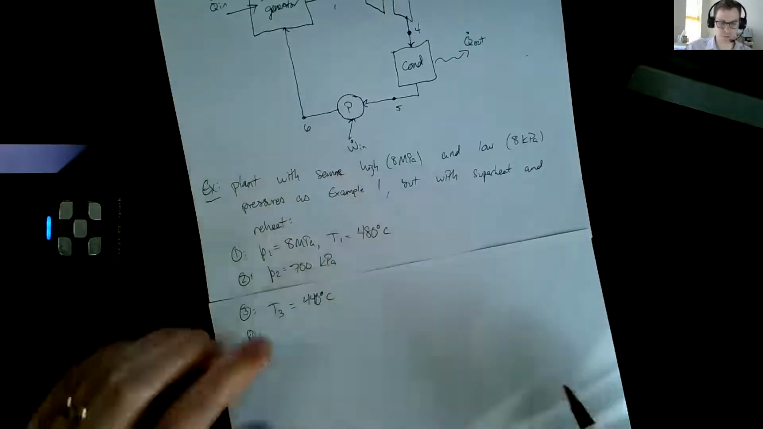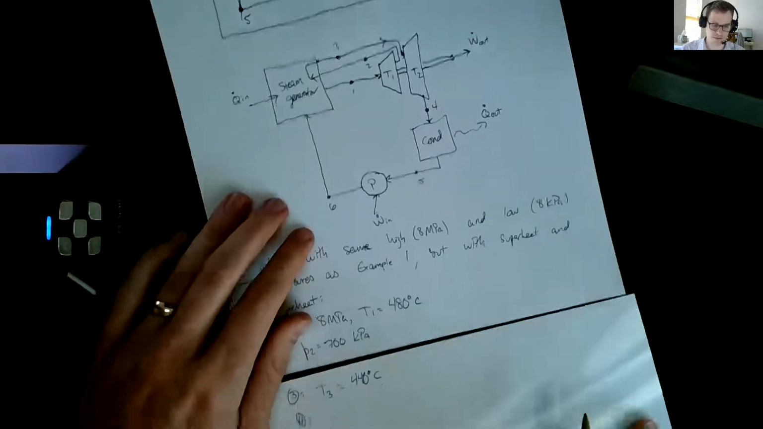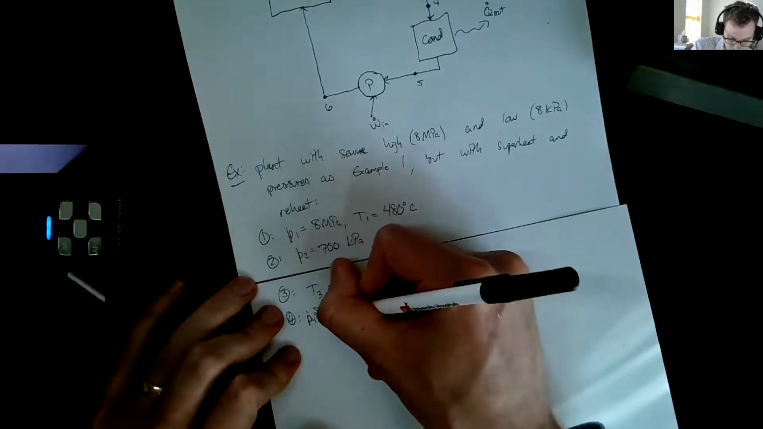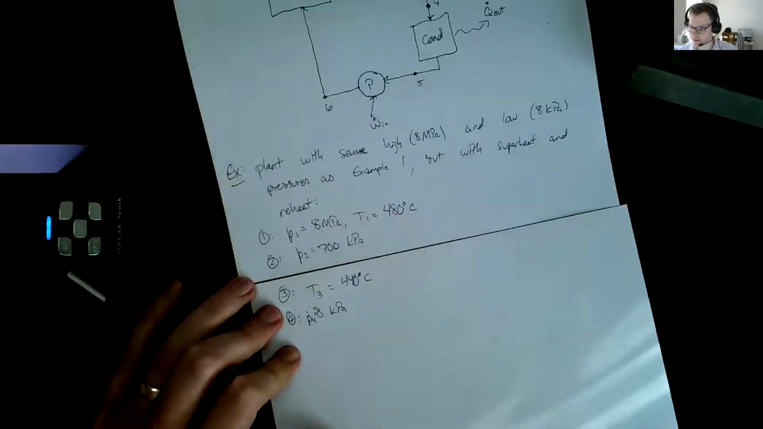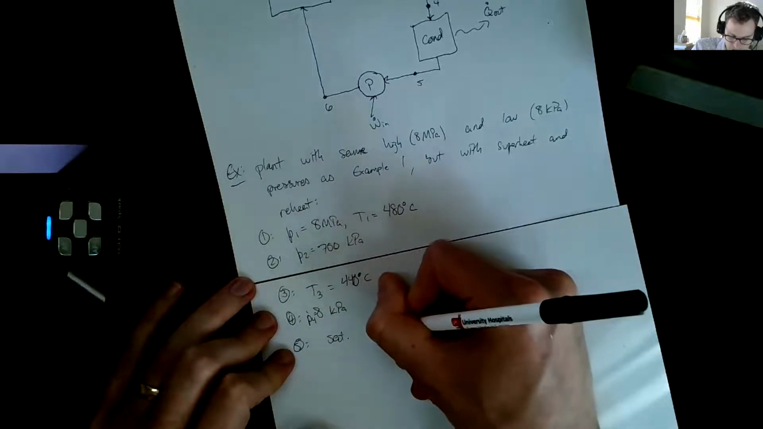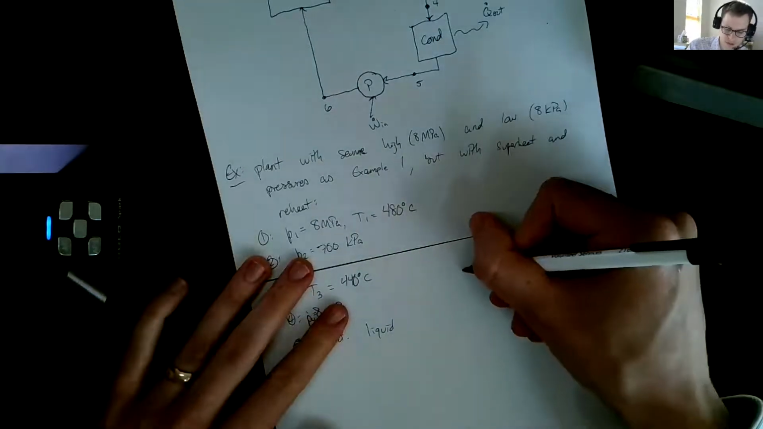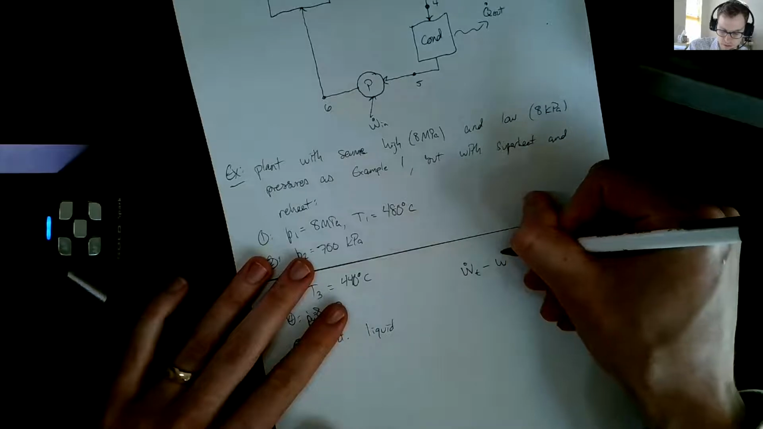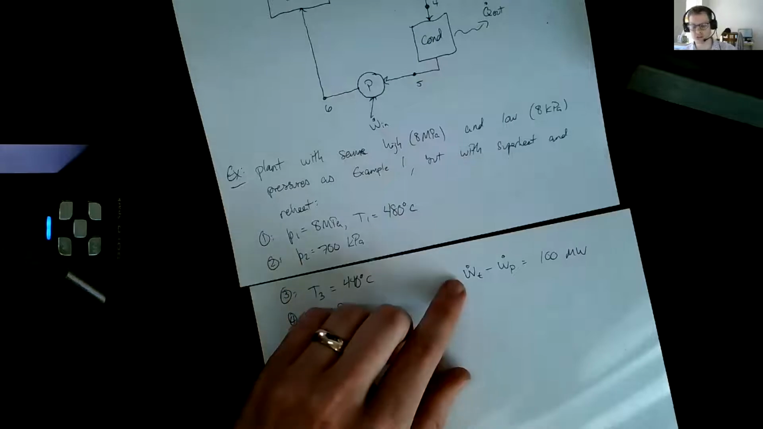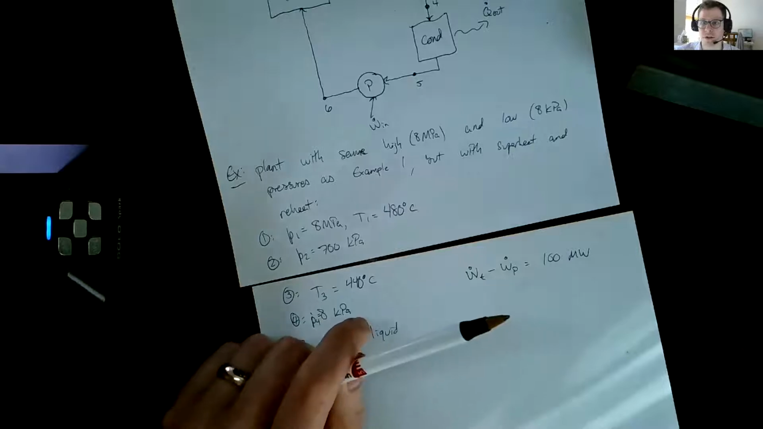Then at state 4, you need the pressure at the bottom. So you need the pressure down here. Sorry, P4 equals 8 kPa. State 5, I'll tell you, is a saturated liquid. And the other piece is that the net power is still 100 megawatts. Okay, so this turbine work, or turbine power, is the combined power of both turbines together.